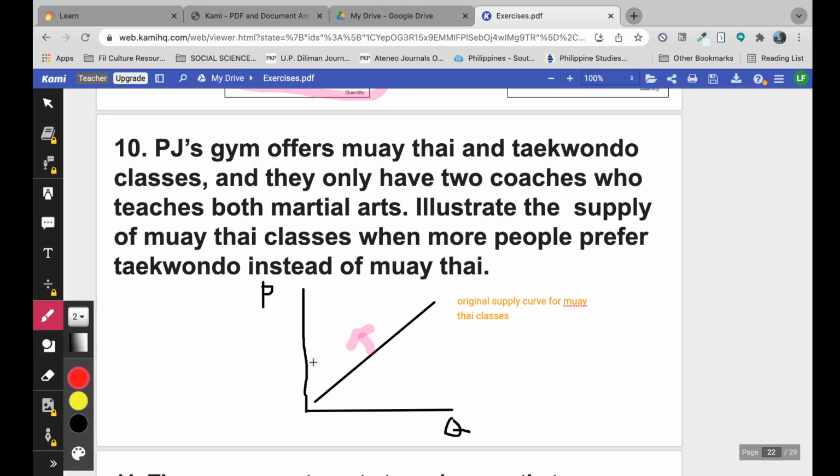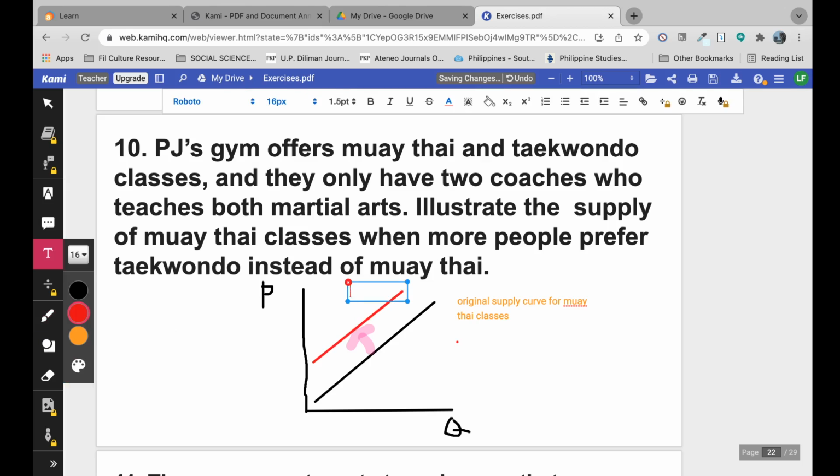Okay, and we can see this is our new supply curve. And this is the supply curve after the gym offers more Taekwondo classes instead of Muay Thai. Okay, it offers fewer Muay Thai classes, because there has been an increase in the demand for Taekwondo classes.